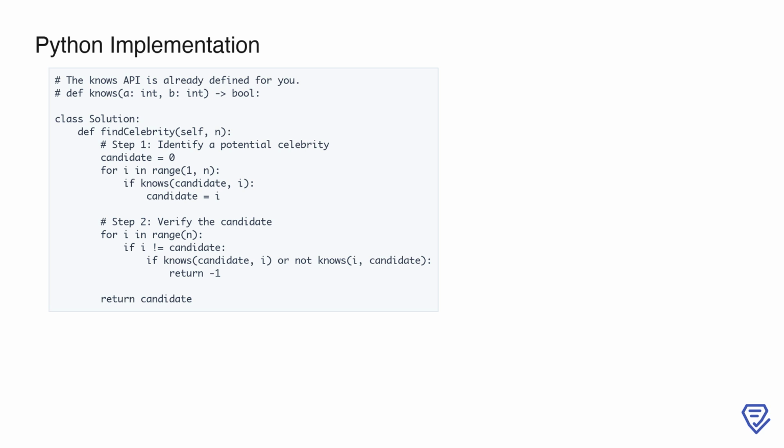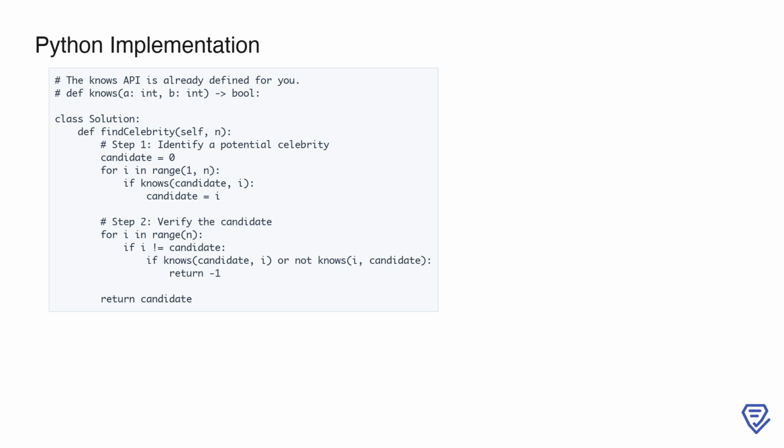4. Step 2. Candidate verification. We verify if the chosen candidate satisfies the celebrity conditions. They must not know anyone else. Everyone else must know them. For each person i, other than the candidate, we check. If candidate knows i, they cannot be the celebrity. If i does not know candidate, they cannot be the celebrity. If any of these conditions fail, we return -1, indicating no celebrity exists. 5. Return the candidate. If the candidate passes verification, we return their index as the celebrity.